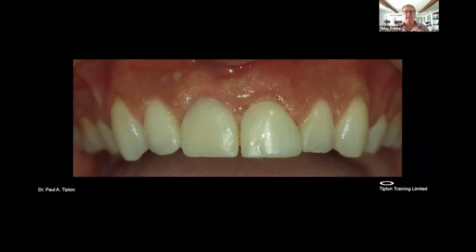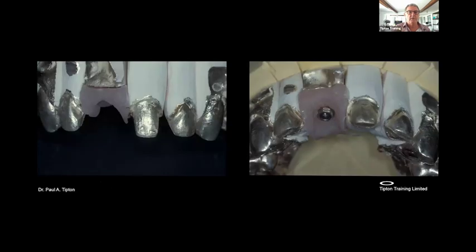Our technician can then duplicate that in a resin. He can scan it and he can get the exact emergence profile that has now created that soft tissue. So that's how we create the same profile of the final restoration from our temporary crown. And here you can see the implant placed further backwards and also a lot higher. You can see I'm using silver dyes for my restorations.